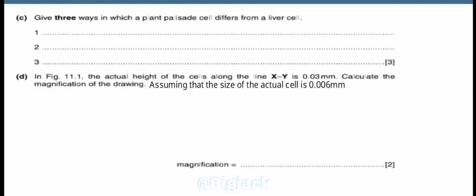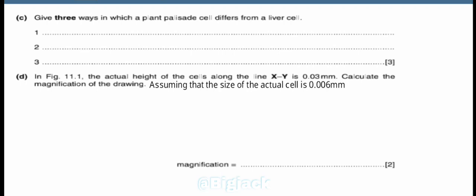Then let's come to D. This one is very, very important for us. In figure 11.1, the actual height of the cells along the line XY is 0.03 millimeters. Calculate the magnification of the drawing, assuming that the size of the actual cell is 0.006 millimeters. Now the first thing here, we need to know the formula for calculating the magnification.